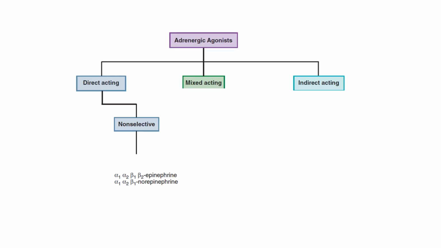In the past 10 minutes or so, I've given you an overview of the commonly used non-selective adrenergic agonists, epinephrine and norepinephrine. Head over to the next video on the playlist and we are going to look at the selective adrenergic agonists.